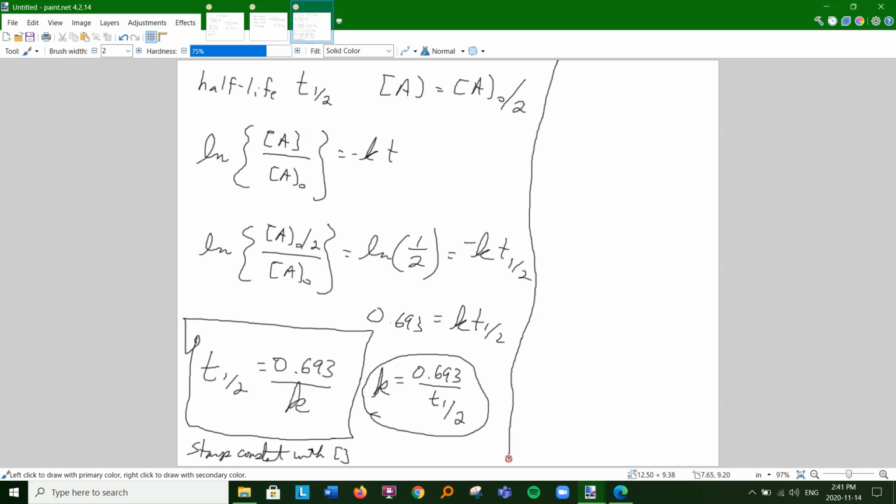So let's say we had a K of 0.5 reciprocal seconds, then the half-life would be in units of seconds.